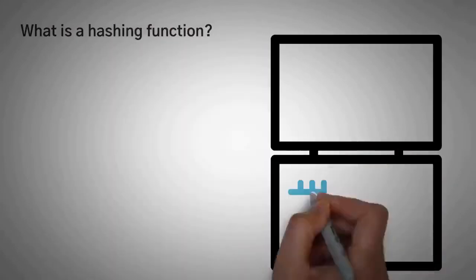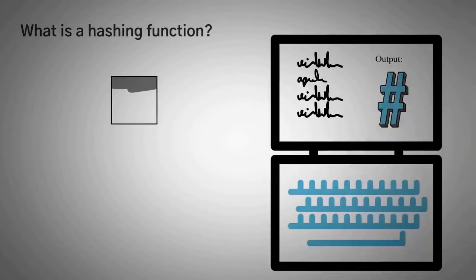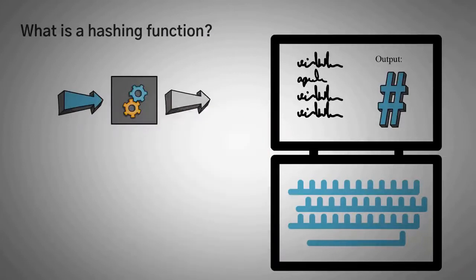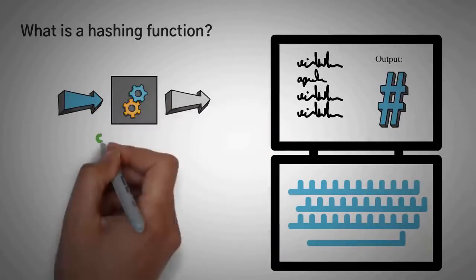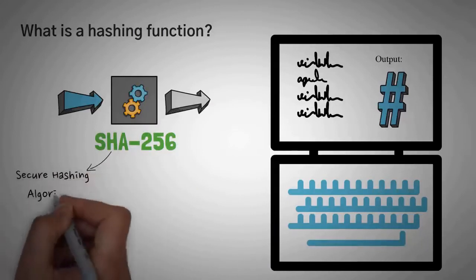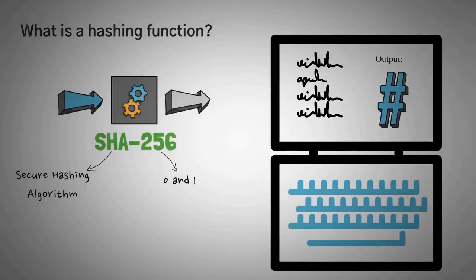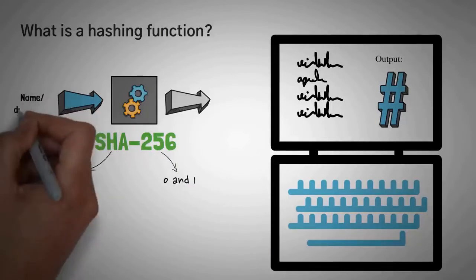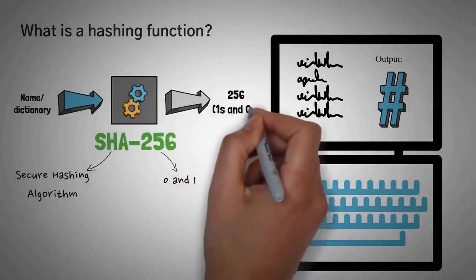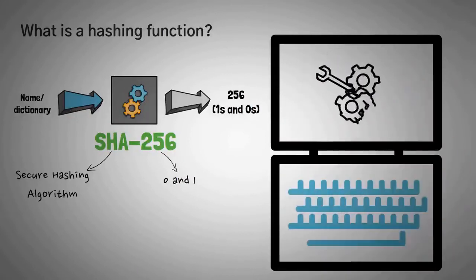A hashing function is a system where you can put something into it and it'll output a hash. Now there's a ton of math happening inside this magical black box, but essentially you give it something and it gives you something. In this case, Bitcoin uses the SHA-256 hashing function. SHA stands for Secure Hashing Algorithm, and 256 refers to the amount of zeros and ones that it has in whatever it puts out. So whether you put in your name or the entire dictionary, it'll always output 256 zeros and ones.